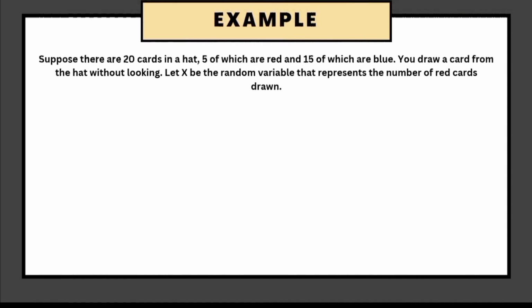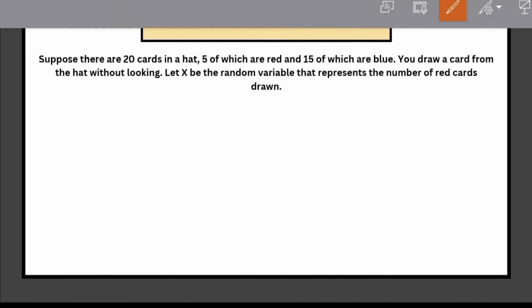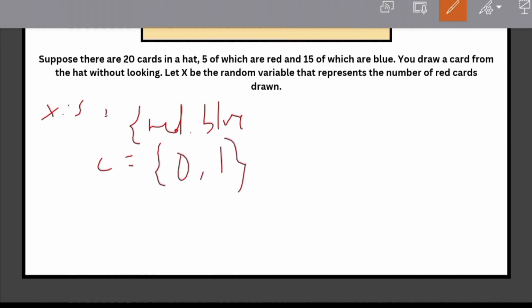Next, we have another example here. Suppose there are 20 cards in a hat, 5 of which are red and 15 of which are blue. You draw a card from the hat without looking. Let X be the random variable that represents the number of red cards drawn. Well, let's see here. Our sample space is red and blue, and we have a range of 0 and 1, since we are looking for whether or not we get a red card. So either we don't get it or we get it. So the 0 can signify blue in this equation.